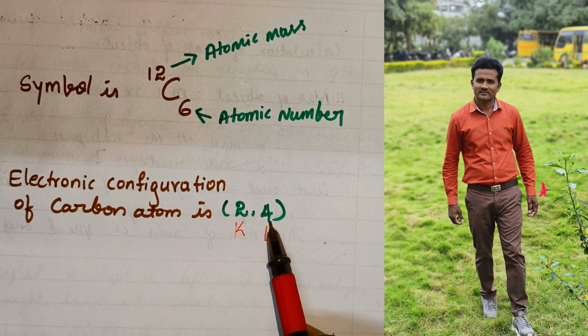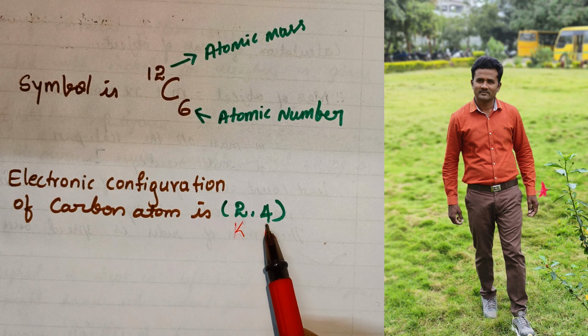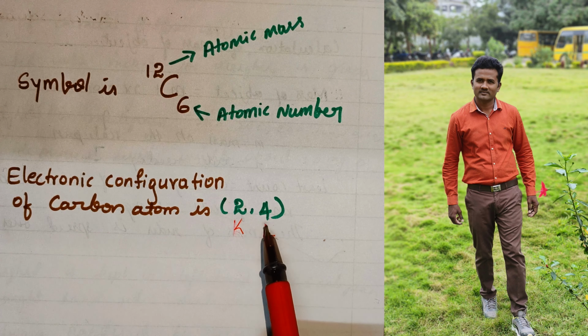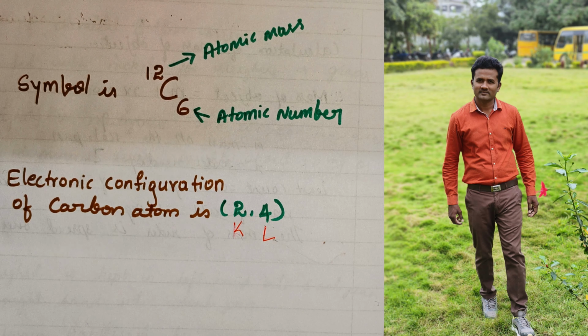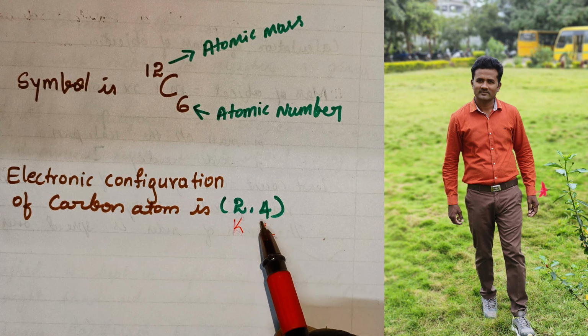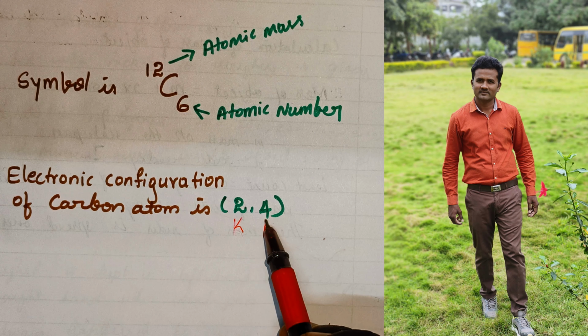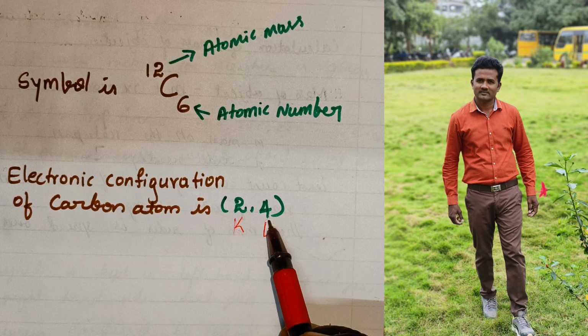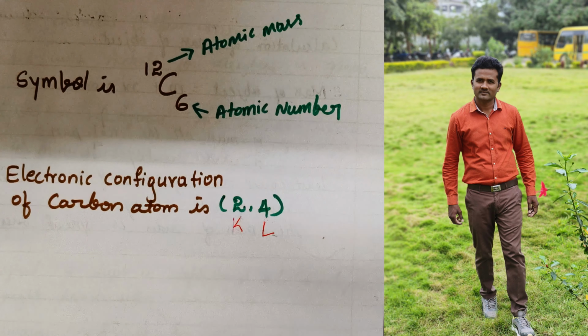When you write the electronic configuration of any atom, if the last shell contains 4, 5, 6 or 7 electrons, then we call it a non-metal. Carbon contains 4 electrons in its outermost shell, so carbon is a non-metal.